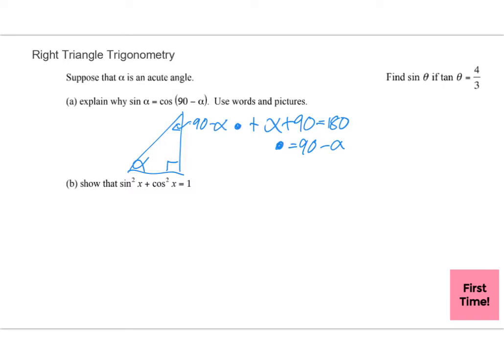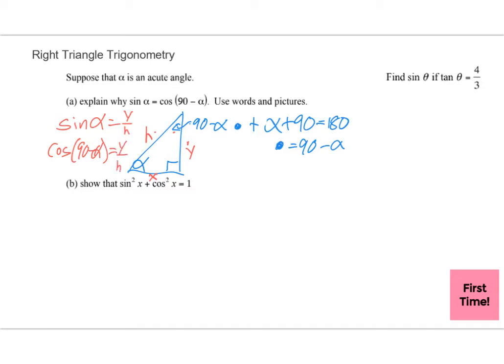Okay, I'm going to call the sides x, y, and h, just to kind of talk about horizontal, vertical, and hypotenuse. And if sine of alpha is going to be y over h, cosine of the angle that's 90 minus alpha is going to be the adjacent divided by the hypotenuse, which is y over h as well.